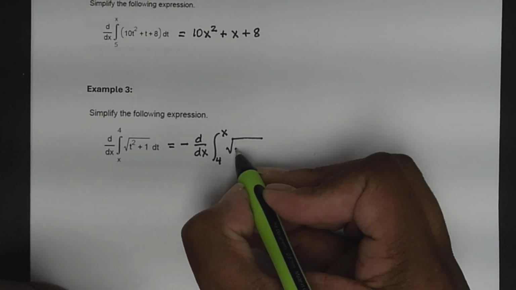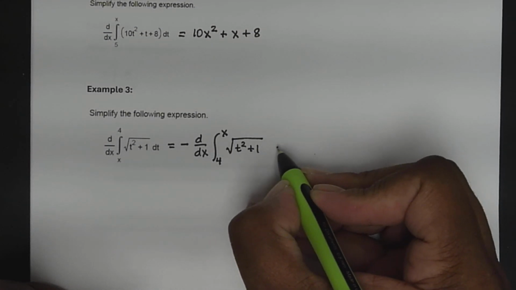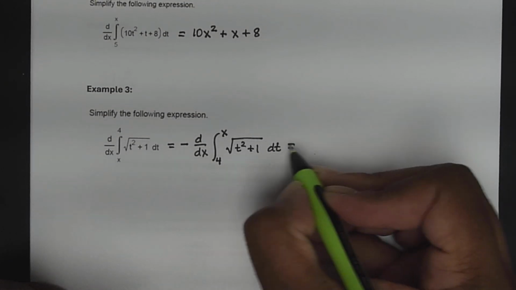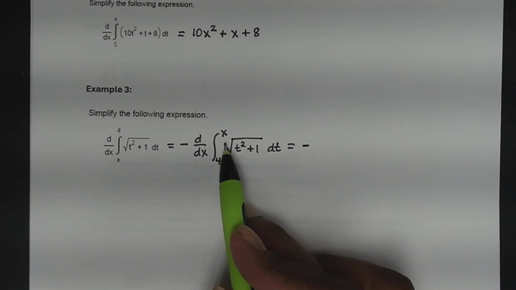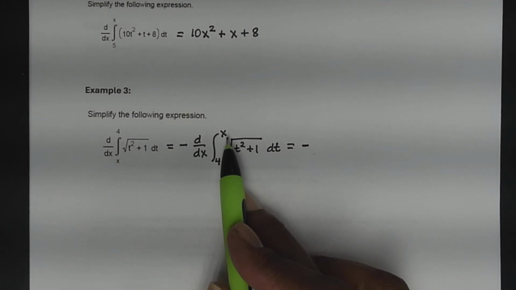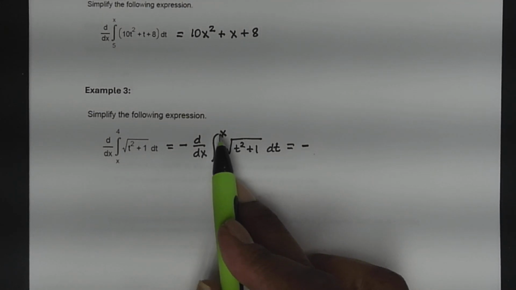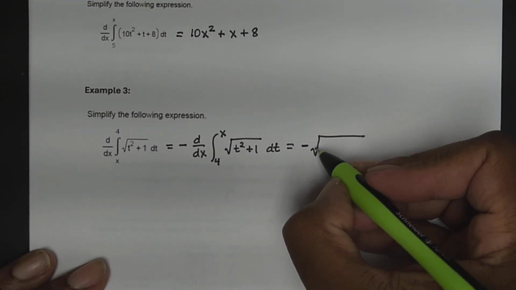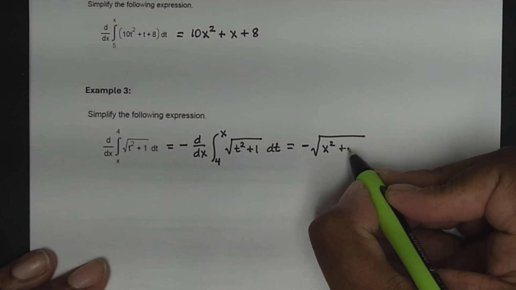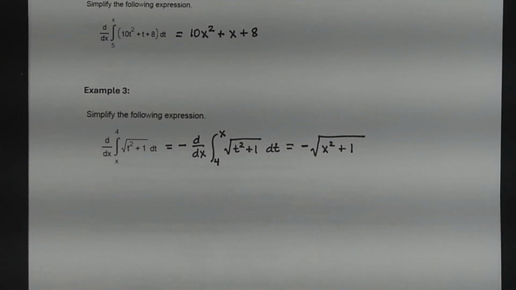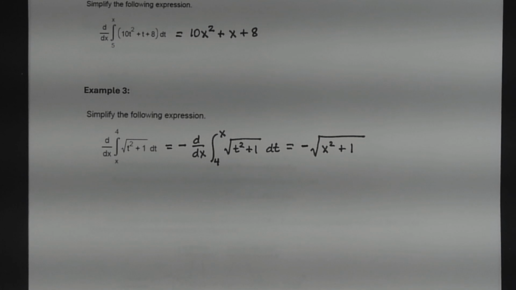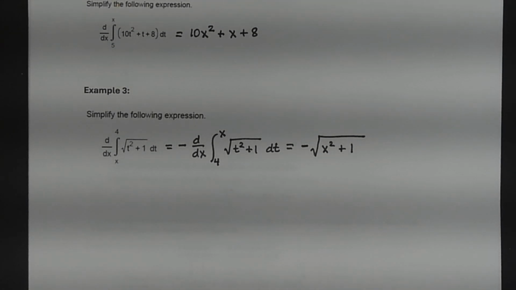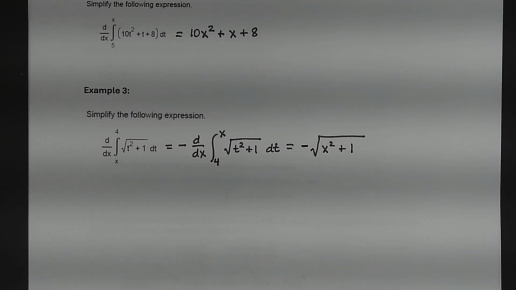of the square root of t squared plus 1 dt. And then I'm going to bring this negative over. Now I can go ahead and replace, since I have x here, I can replace the t with this x here. So it would be the square root of x squared plus 1. And it'll actually be negative of the square root of x squared plus 1 for the derivative with respect to x of the integral from x to 4 of the square root of t squared plus 1.